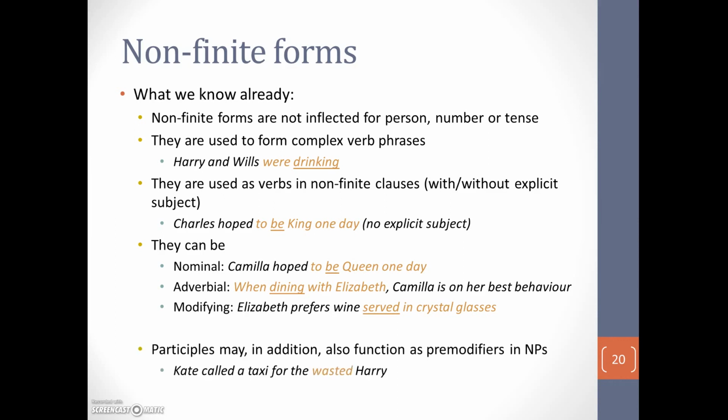So participles may, in addition, also function as pre-modifiers in NPs. So here we have an example. "Kate called a taxi for the wasted Harry." So "wasted," to be wasted, all right? It actually comes from the verb "waste," okay? But obviously it's a past participle, right? And we have the ed ending on it. And here it actually functions as the pre-modifier of Harry, okay? So we can say the happy Harry, the drunk Harry, or the wasted Harry. So here "wasted" actually is a verb form, right? So it's not an adjective, like for instance, "drunk Harry." So "drunk" here is an adjective.